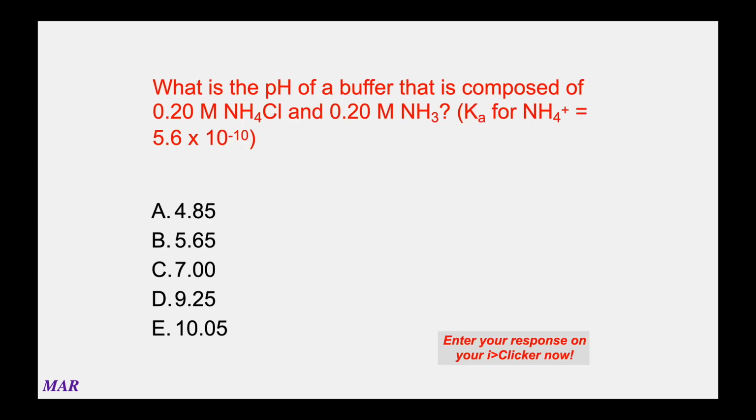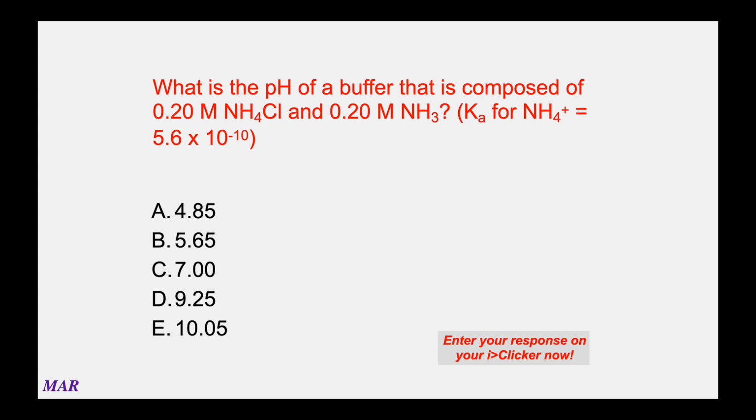What would be the pH of a buffer that has 0.20 molar ammonium chloride and 0.20 molar ammonia? And it gives the Ka for ammonium there, 5.6 times 10 to the minus 10th. There are a couple different ways to solve this problem. I would recommend using the Henderson-Hasselbalch equation because I'm in love with that equation, let's be honest, if you've watched the lectures. But anyway, it's a very quick way to find the pH of a buffer system.